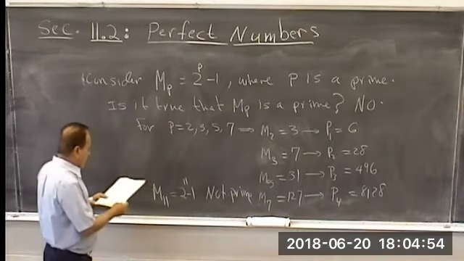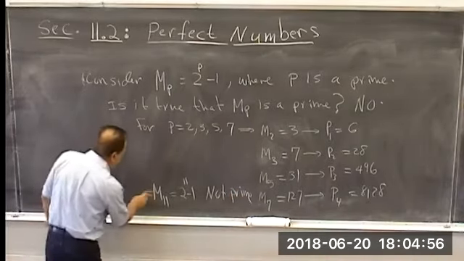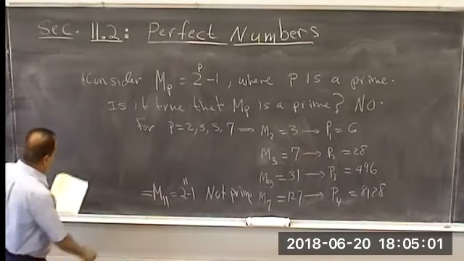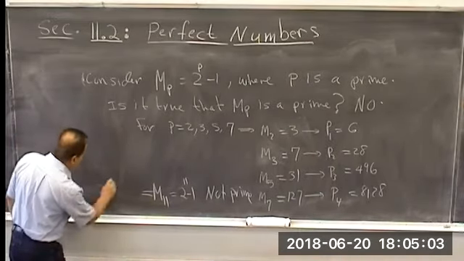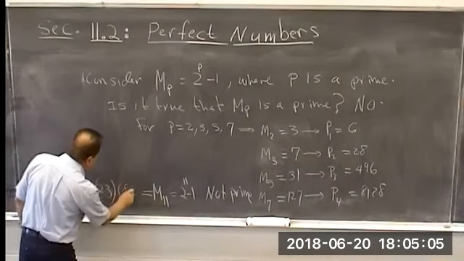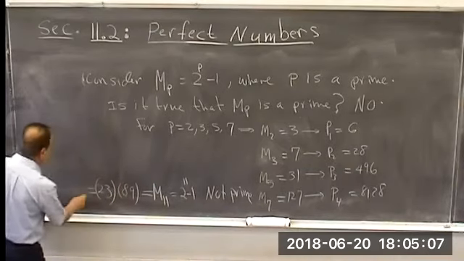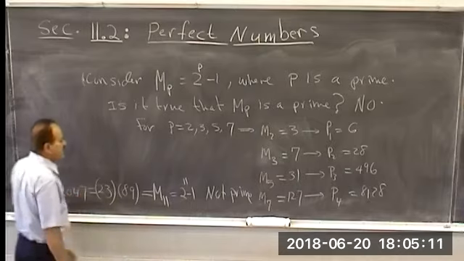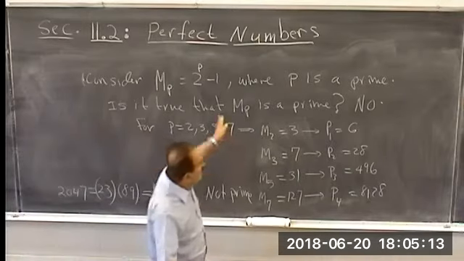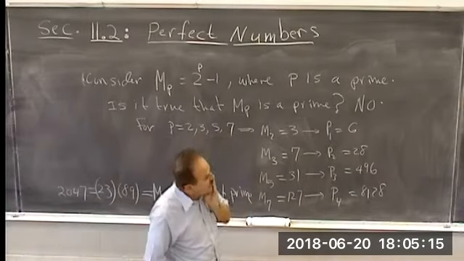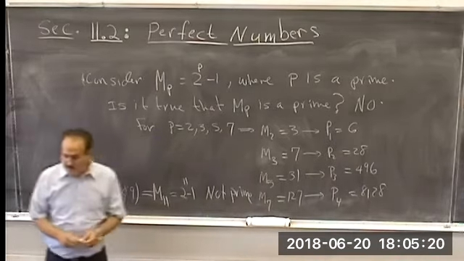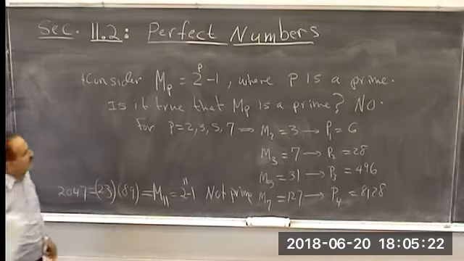Turns out that M11, or 2 to the 11th minus 1, factors into 23 multiplied by 89, and the value of this is 2047. So this is not a problem. In other words, it doesn't go the other way. In fact, the next question, of course, is this.